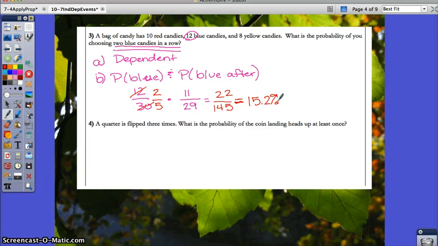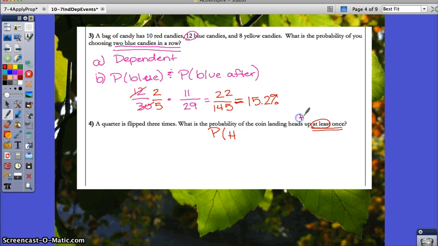A quarter is flipped 3 times. What is the probability that the coin lands heads up at least once? Anytime you have a word like at least or at most, be careful with that. That's kind of tricky. So we want to know, what's the probability of getting a heads at least? What inequality symbol would be equivalent to at least?